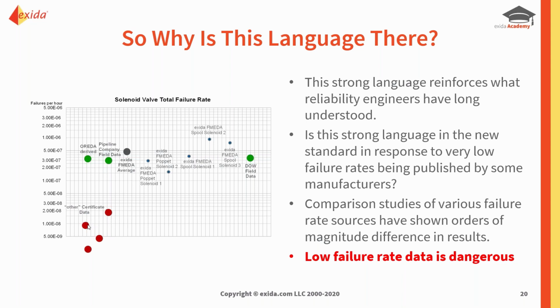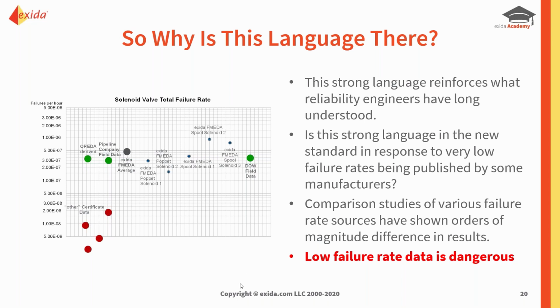But what about these down here? This is saying that there's half a FIT. So basically what it's saying is there's half a FIT of dangerous failures that would occur for this particular solenoid valve. So the language really enforces what reliability engineers understand in terms of failure rates. And these are actually, unfortunately, published certificates.